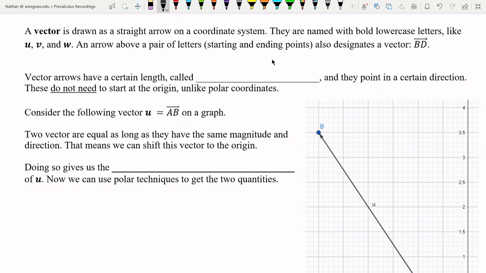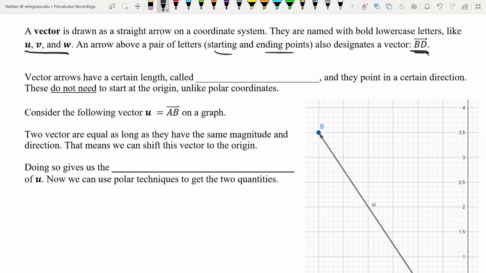A vector is drawn as a straight arrow on a coordinate system. They are named with bold lowercase letters, typically u, v, w. v is the standard for vector. u and w are also used because they're right next to v. An arrow above a pair of letters, where the letters stand for the starting and ending points, also designates a vector. So something like BD, B would be the starting point, D would be the ending point, and the arrow shows that it's a vector.